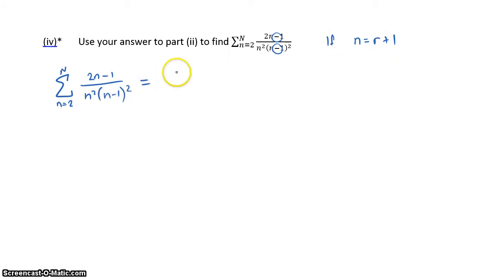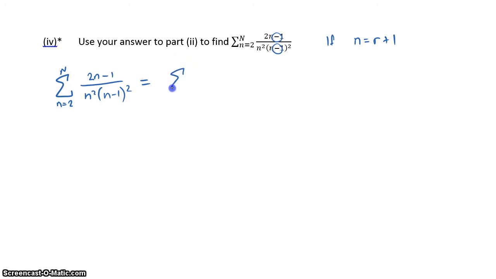Is there anything I can do to try and get this back to a positive? All I need to do is think about what I should swap in place of n to get positive numbers again. And I think you can see if I let n equal r plus 1, then I would get back something that looked a lot similar to what I started with. Maybe I'll do this instead of just talking about it. So I've got the sum from n equals 2 to N of 2n minus 1 over n squared, n minus 1 squared. I use this substitution.